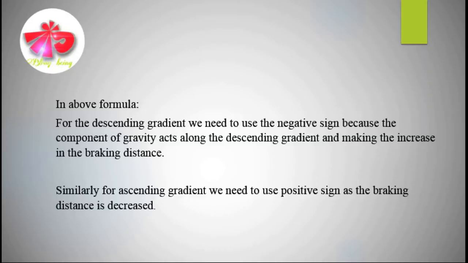In the above formula, for the descending gradient, we need to use the negative sign, as the component of gravity acts along the descending gradient and hence increases the braking distance. And for the ascending gradient, we need to use the positive sign, as the braking distance is decreased, isn't it? So for the descending gradient, you will have a higher value of braking distance, and for the ascending gradient, the braking distance would be lesser as compared to the descending gradient. So you have to remember that.